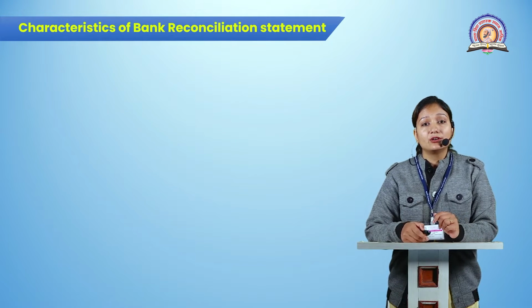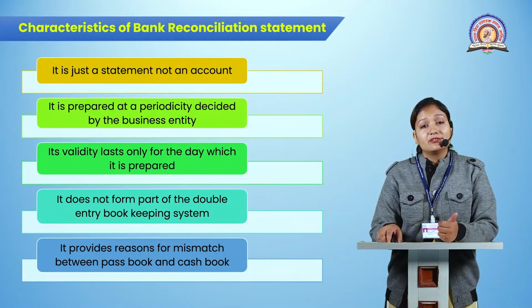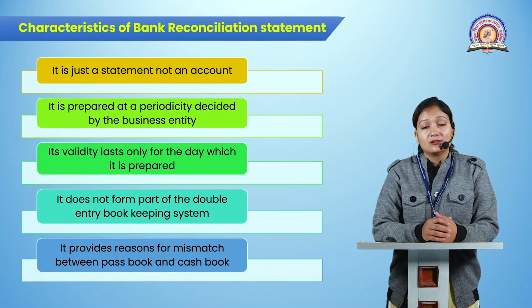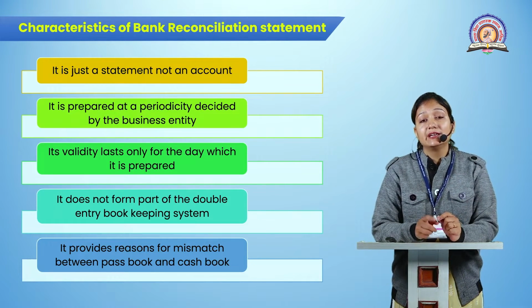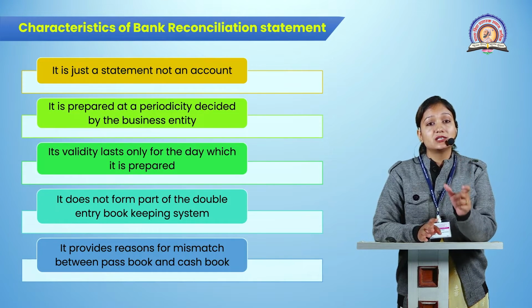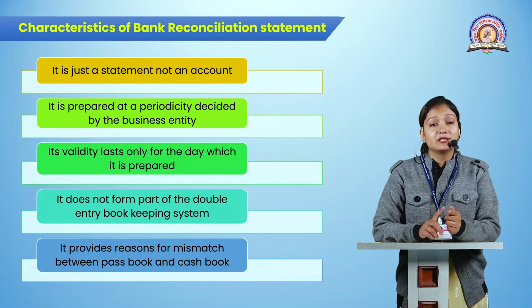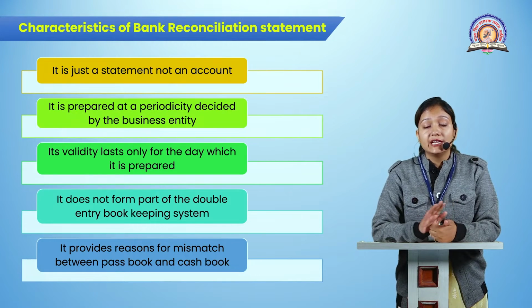Then next, if we talk about the characteristics of a bank reconciliation statement, characteristics are also known as the features of the bank reconciliation statement. The very first is that it is just a statement, not an account. Always remember, the bank reconciliation statement, shortly known as a BRS, is only a statement. It is not an account. No customer is going to open a BRS account with the bank. It is just a statement which shows the difference between cash book and passbook, and it is only a piece of paper on which the record is maintained. It is not any kind of account.